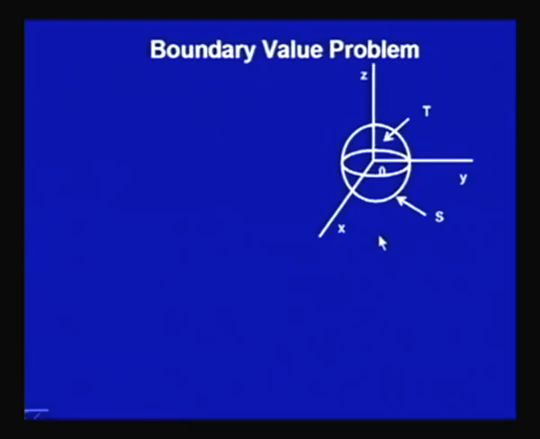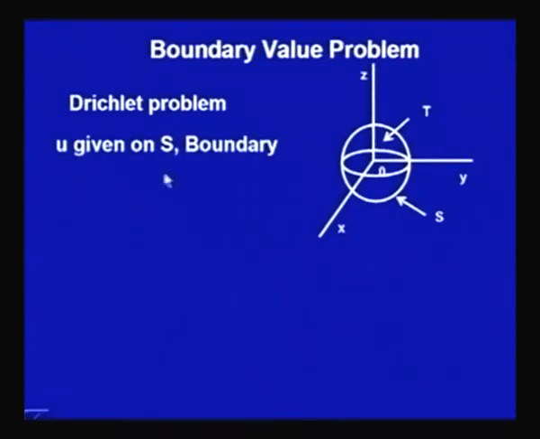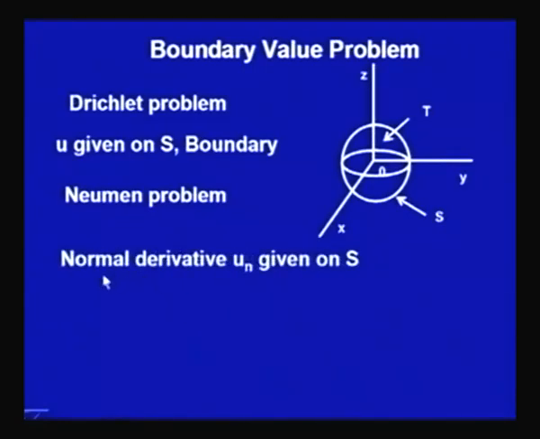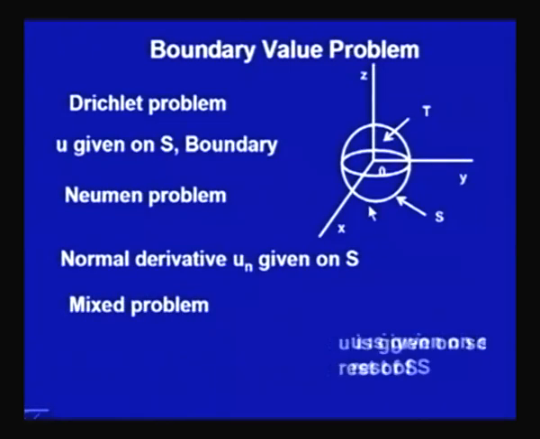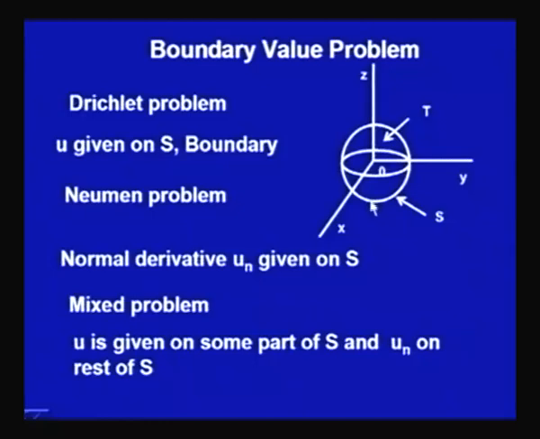We define three kinds of boundary value problems. The first boundary value problem, or Dirichlet problem, is one in which the boundary condition is given on the surface, that is, u is given on S, the boundary. The second kind, called the Neumann problem, is one in which, rather than u, the normal derivative of u is prescribed on the boundary S. The third kind are called mixed problems, in which on a portion of the boundary S, u is prescribed and on the rest of S, the normal derivative of u is prescribed.